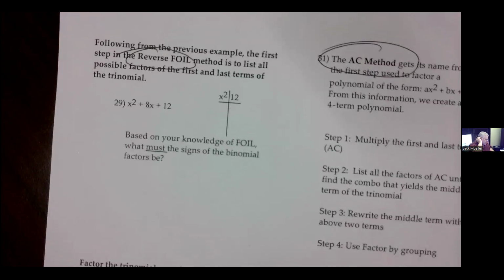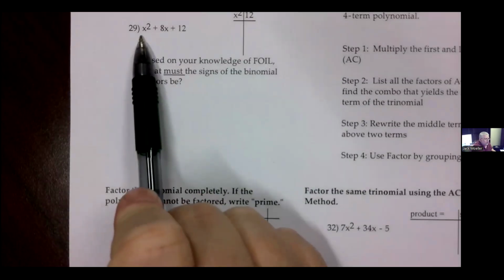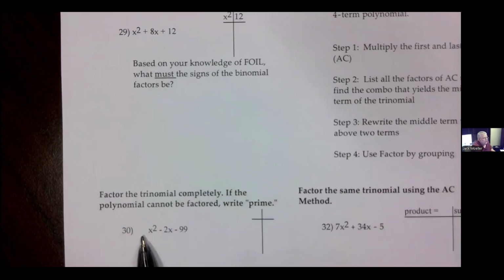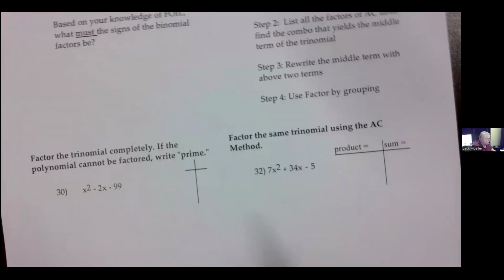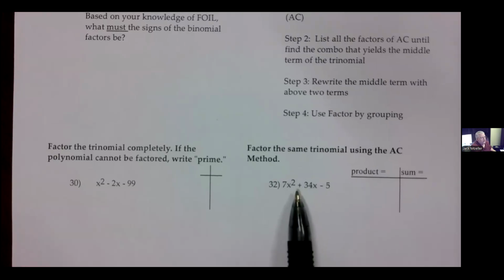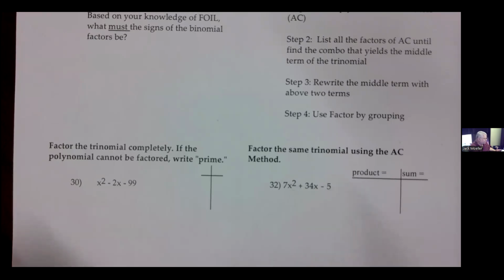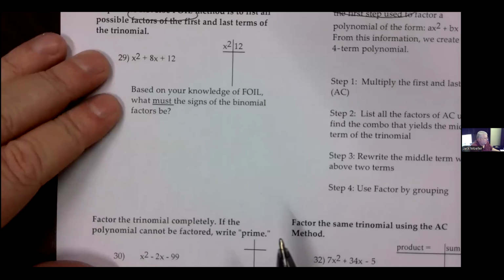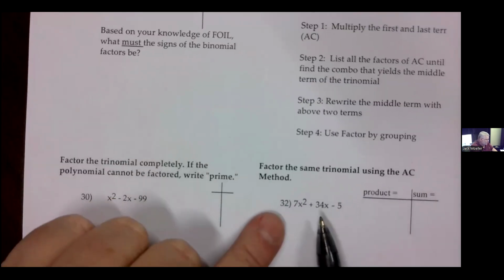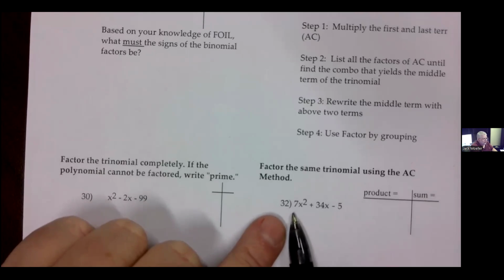And one thing I will say, in general, when your trinomials have a 1 in front of the squared term, this is 1x squared, this is 1x squared, those tend to be much less messy than when we have trinomials with a number in front of the squared term, like this 7x squared. That one's going to be a messier problem. I personally tend to do reverse FOIL on the ones that have a 1 in front of them, and if I can't get it very quickly, then I'll go to the AC method.